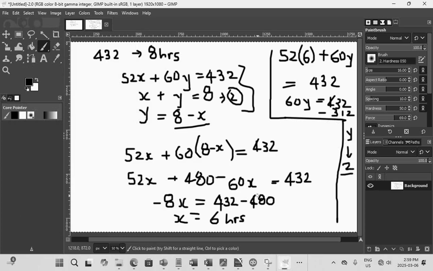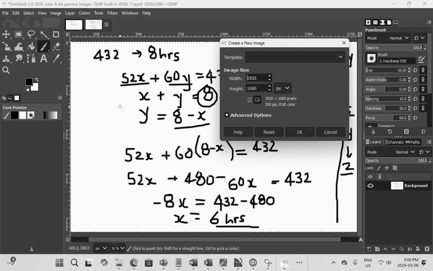So now we know that it took 6 hours to complete the first leg and 2 hours to complete the second leg, where the individual was traveling at 60 miles per hour. The total distance traveled was 432 miles, and the total time taken to travel this distance is 8 hours. You can verify this information by subbing in the x and y values in equation 1 and equation 2.